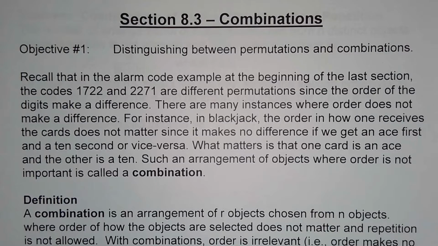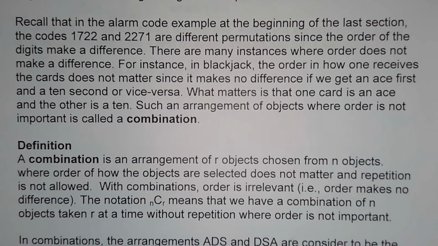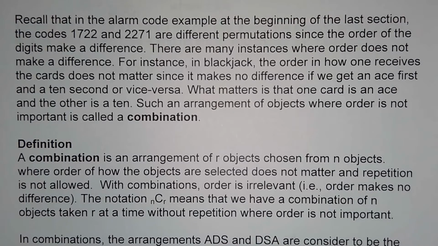There are many instances where order does not make a difference. For instance, in blackjack, the order in which one receives cards does not matter, since it makes no difference if we get an ace first and then a 10 second, or vice versa. What matters is that one card is an ace and the other one is a 10. Such an arrangement of objects where order is not important is called a combination.